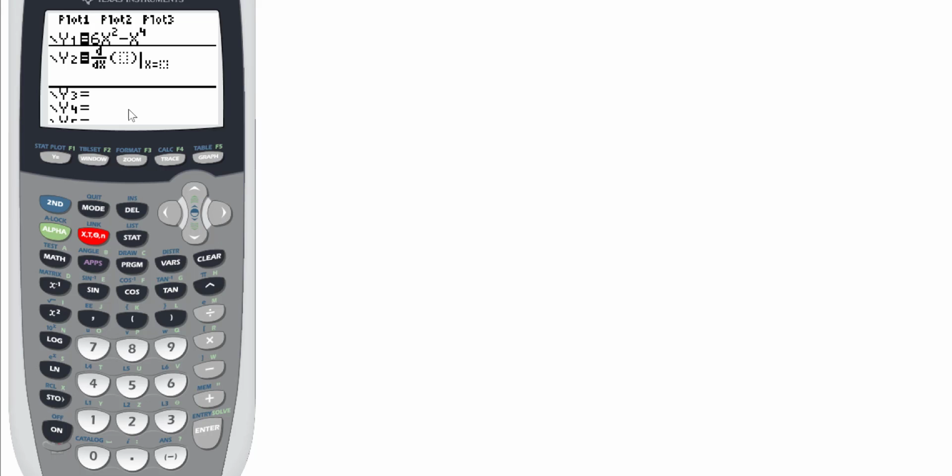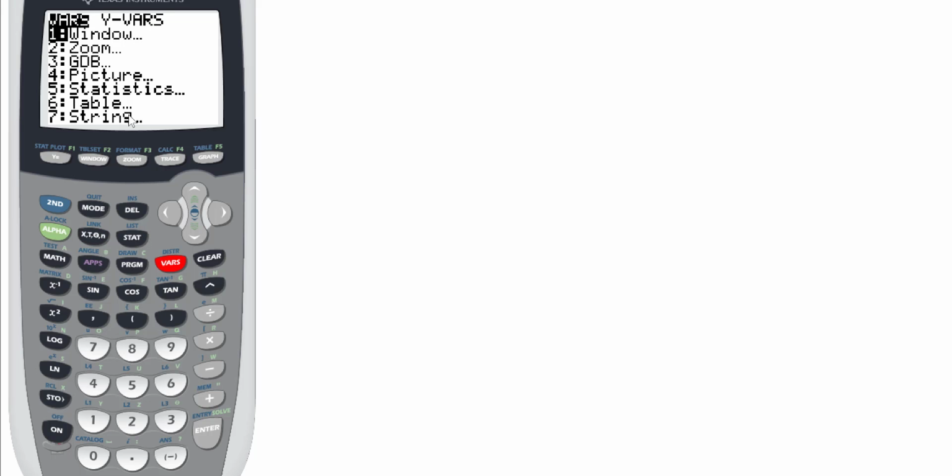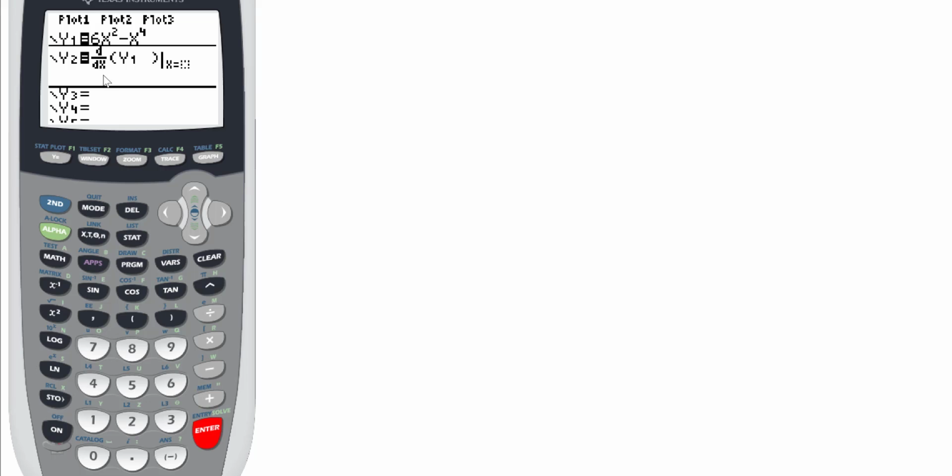Now you could type the 6x squared minus x to the fourth, but I just want to put y1, and I do that by hitting vars, cursoring over to y-vars, choosing function, and then you have y1, y2. I'm just going to hit y1, enter, and that puts y1 in there, which is what the first equation was. Kind of handy. And then I'm going to cursor over, and x equals x, because it's going to find it for every value. Some calculators are color, which makes it a little cleaner. This is not in color, no big deal.